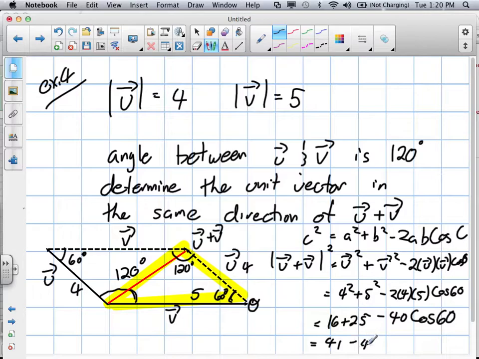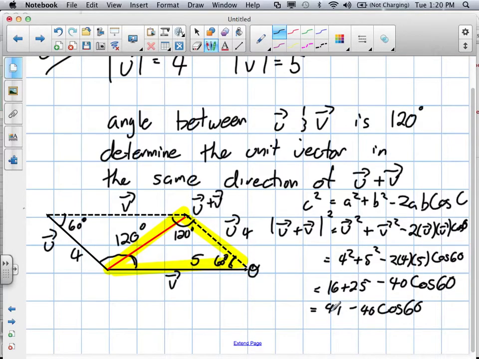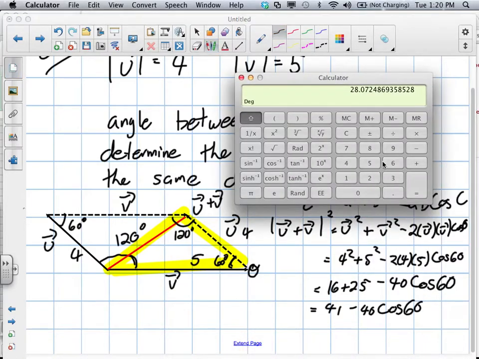41 minus 40 cos 60. Now, don't get confused here. A lot of people make the mistake. You cannot subtract 40 from 41. 40 needs to be multiplied by cos 60 in this question. So let's find out what cos 60 is. Oh, okay, 0.5 times 40 will be 20.